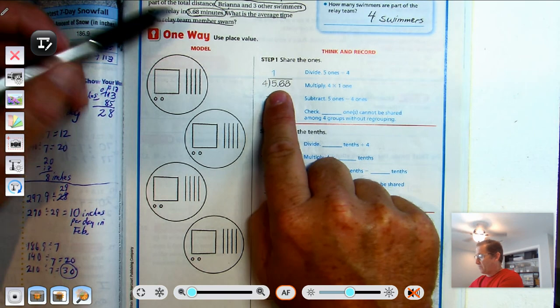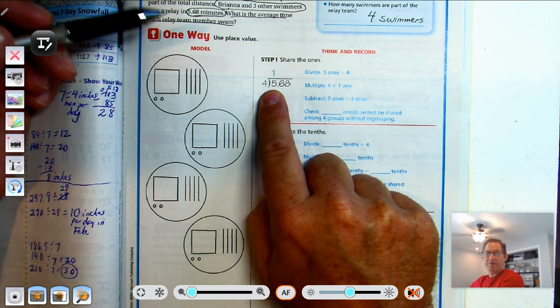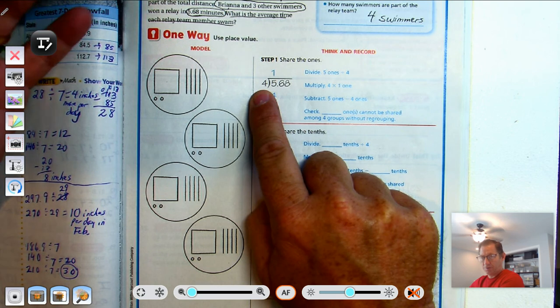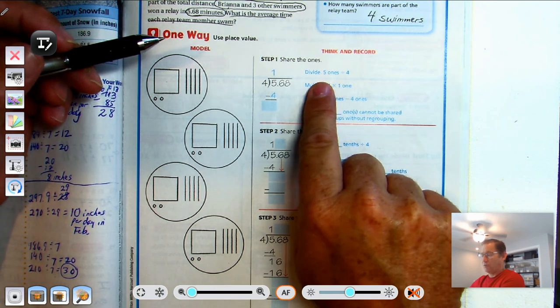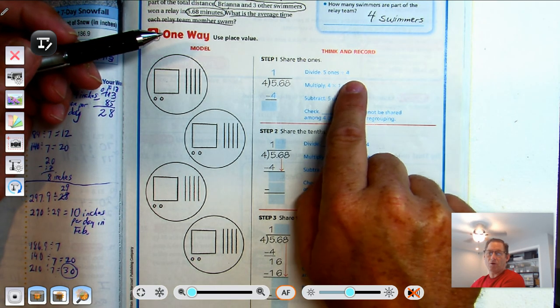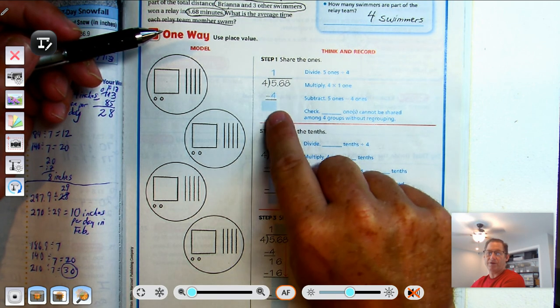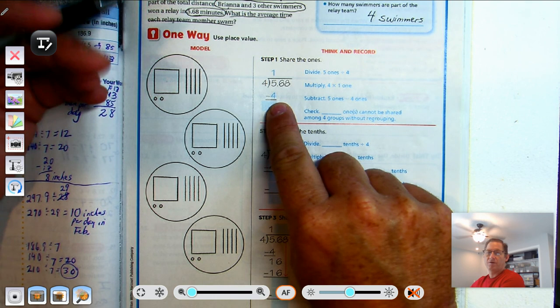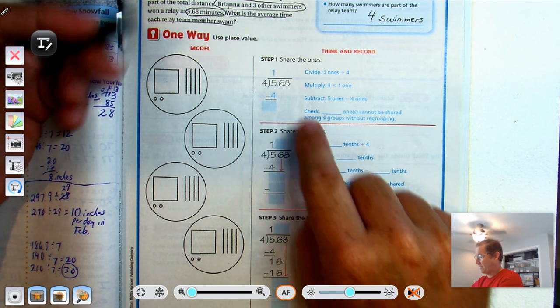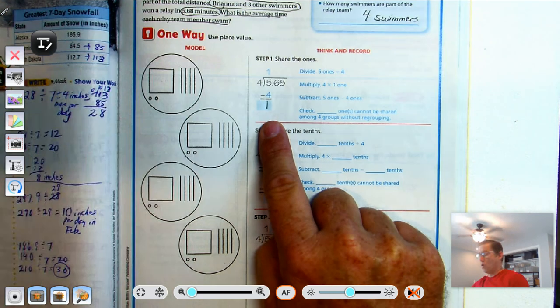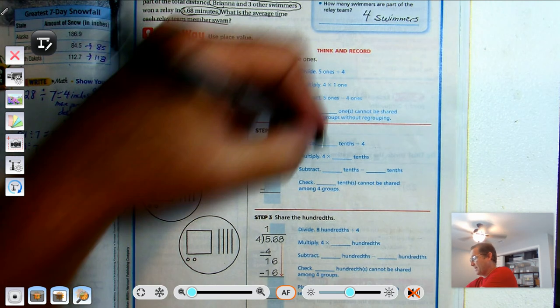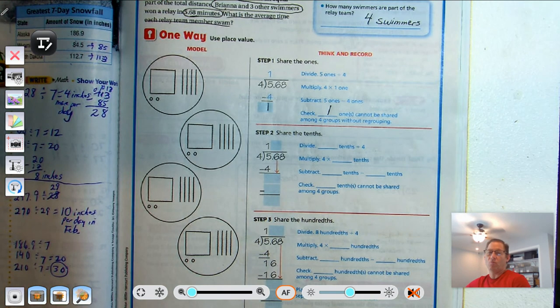Well, first we would share the ones. Can we share 5 ones with 4 groups? Sure. Okay, we would have 1, right? So we would divide 5 ones by 4. We would multiply 4 times 1, and we get a product of 4. We're going to subtract the 4 from the 5, and that would leave us 1. We can't share 1 among 4 groups, so we're going to have to regroup.